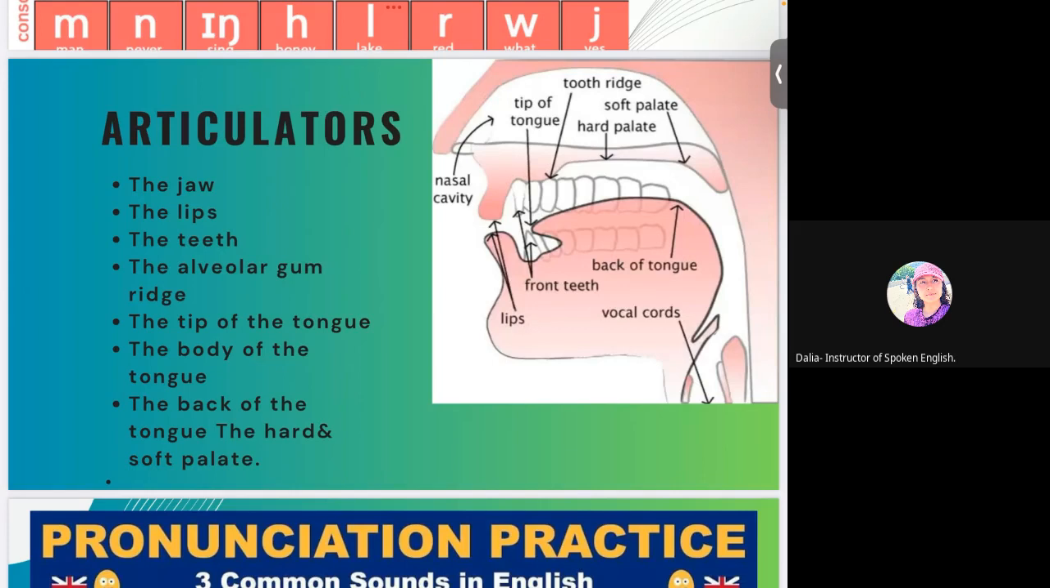You all, I hope you all can see this picture. Okay, you can see here nasal cavity, tip of tongue. Okay, then tooth ridge, soft palate, hard palate, back of tongue, front teeth, lips, vocal cords.